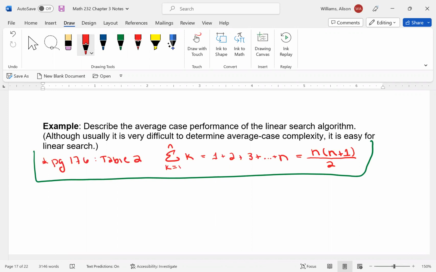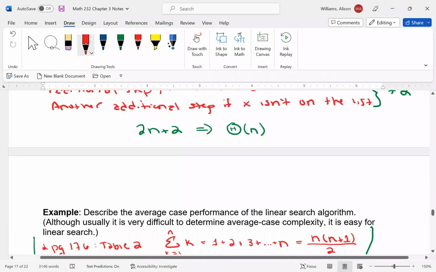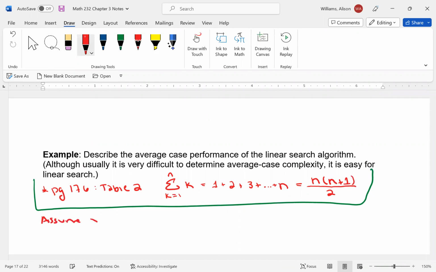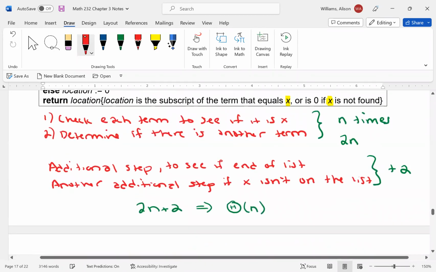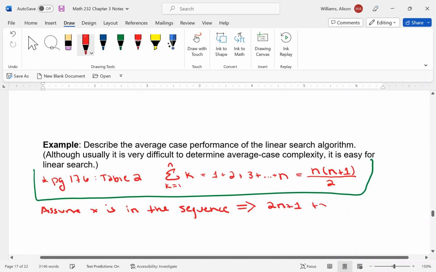All right, so here's what we're going to do. We just discovered that 2n plus 2 is the maximum amount of steps we're going to take. Okay, the maximum amount of steps. Now, we're going to go ahead and assume that we do have the X term in the list. Okay, so we're going to make the assumption X is in the sequence, the A sub 1, A sub 2, A sub 3, that sequence of terms that we're checking, which means that we don't have the extra last step that we had right here. This step is no longer needed. So that means that we have 2n plus 1 tasks to complete.